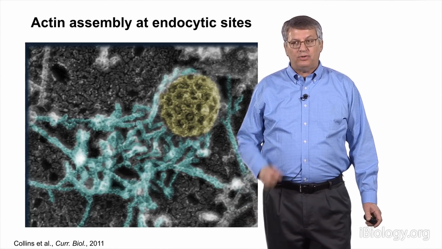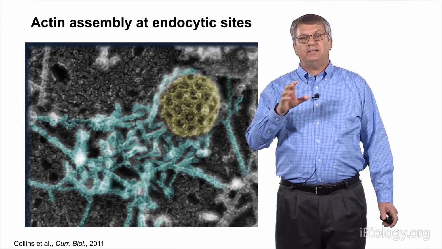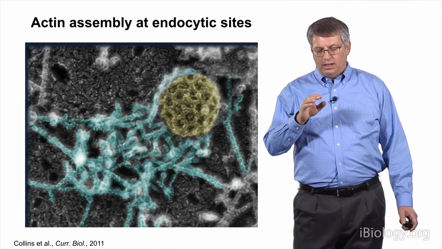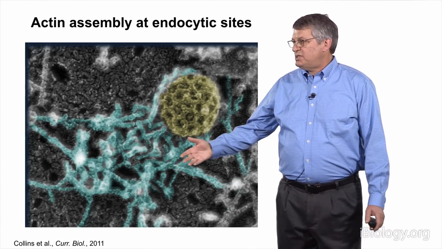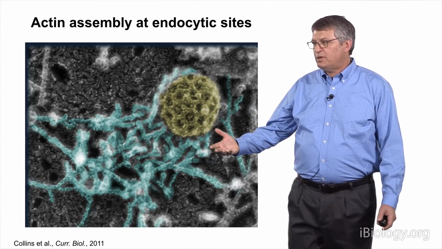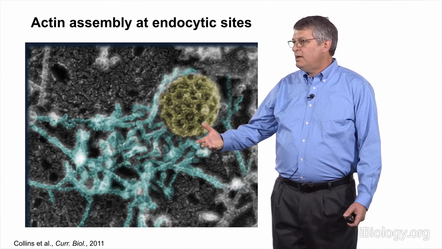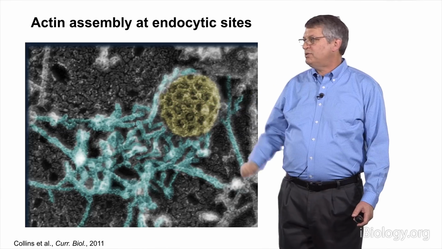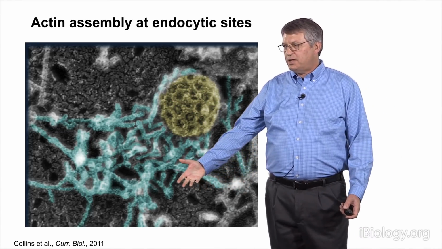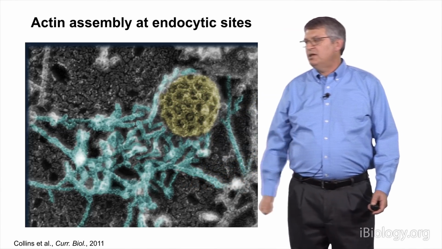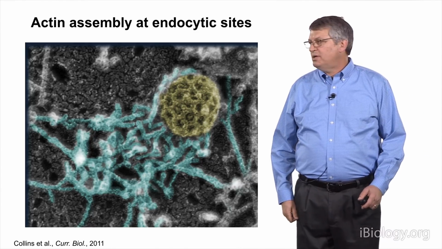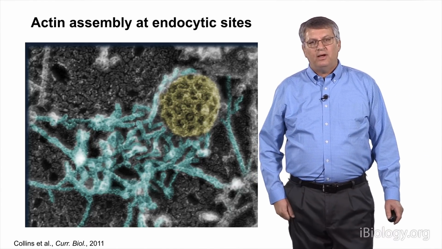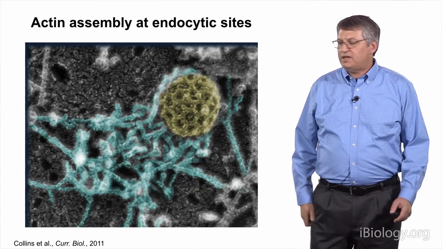So Merrifield found that he could see actin assembling at endocytic sites in his videos. This is a beautiful electron micrograph from the laboratory of Tatiana Svitkina, which shows a clathrin-coated vesicle in yellow here, and she's colorized actin in blue, and you can see this branched actin network associated with this clathrin-coated vesicle that's forming.